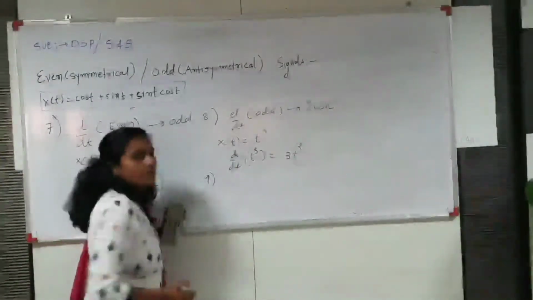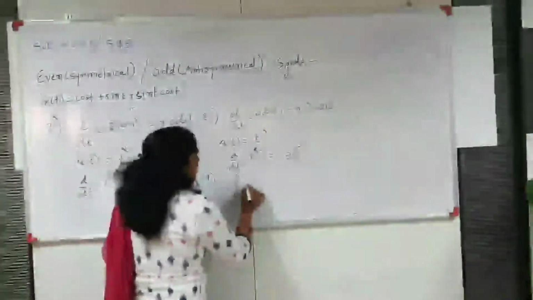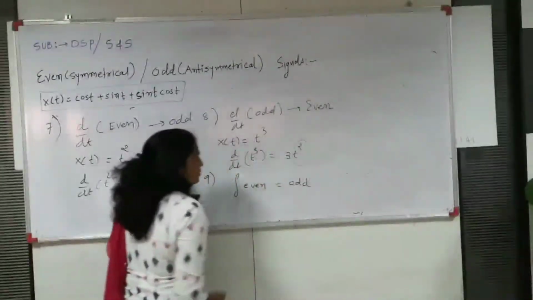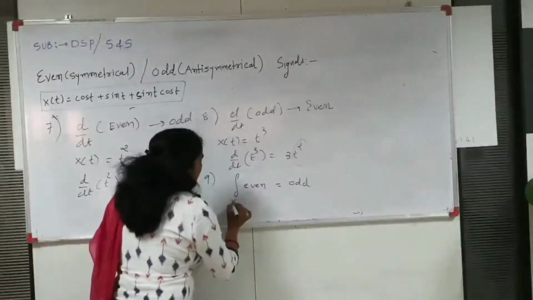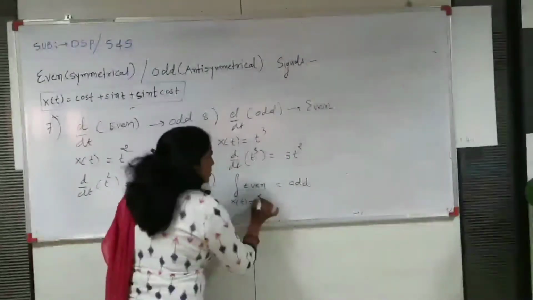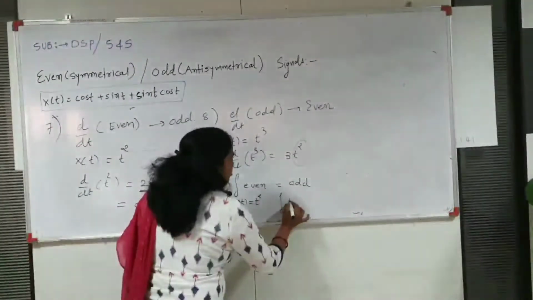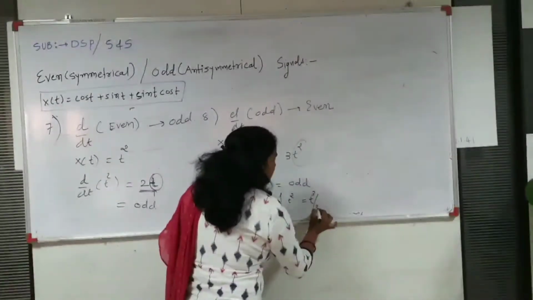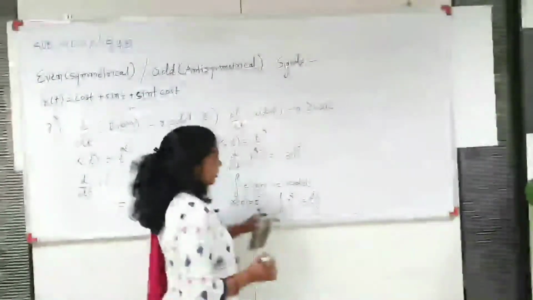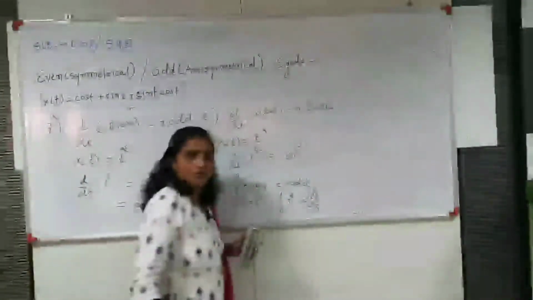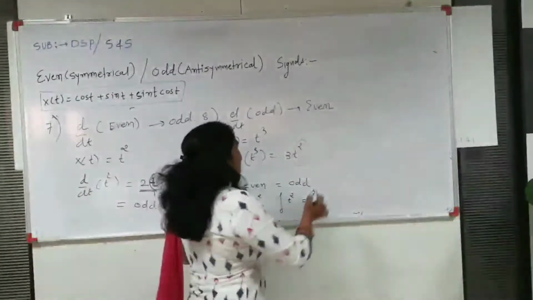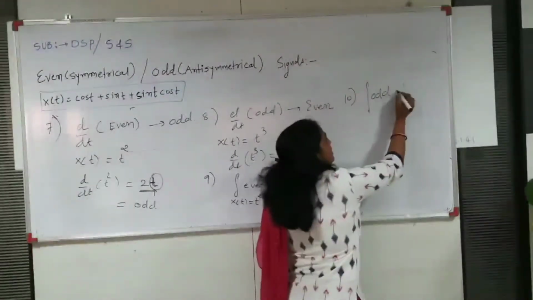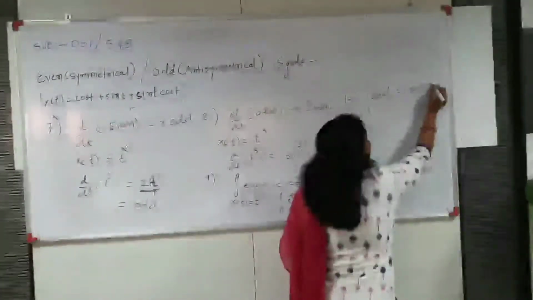Ninth property: the integration of an even signal is always an odd signal. Let's take one more example. x of t is equal to t square. The integration of t square is t cube by 3. This one is an odd function. Similarly, we can say that the integration of an odd signal is an even signal.